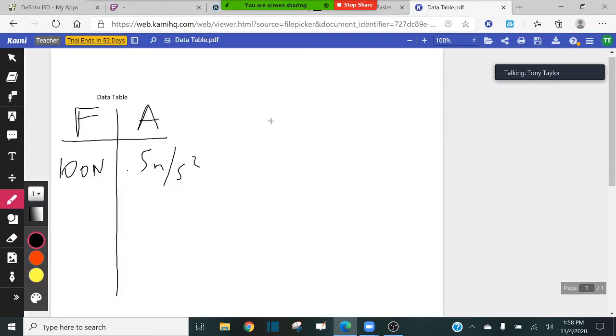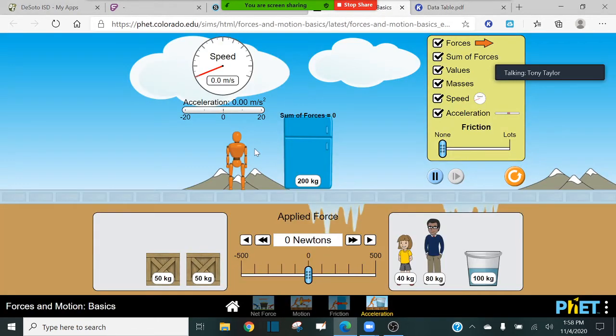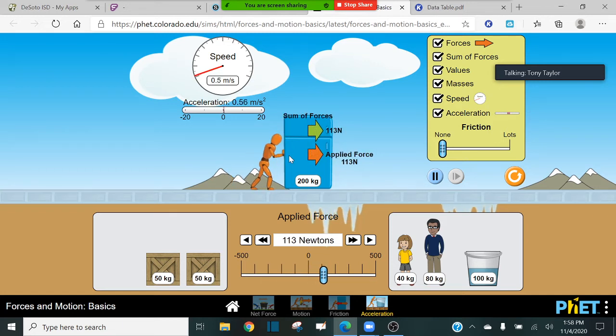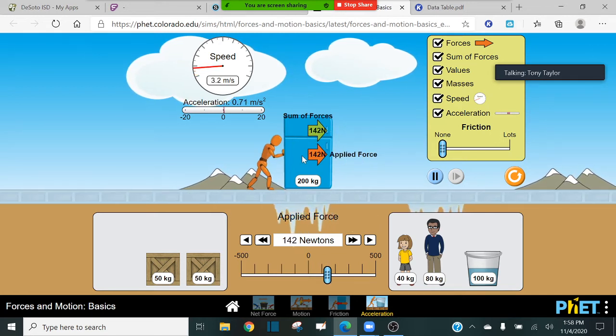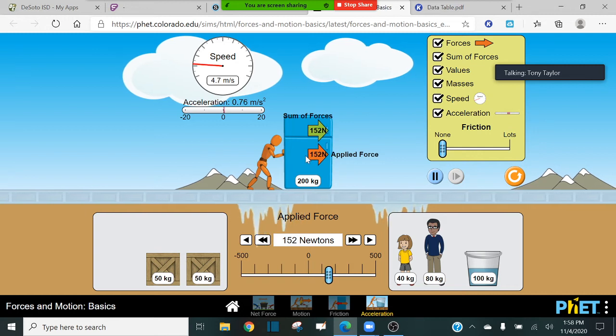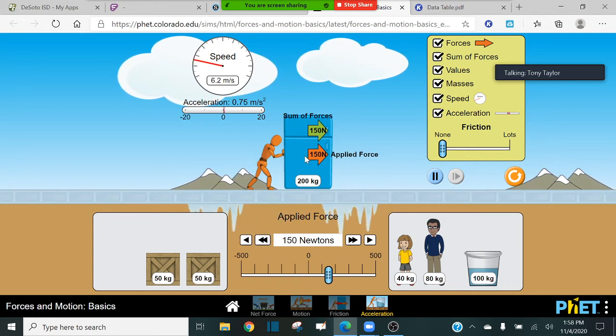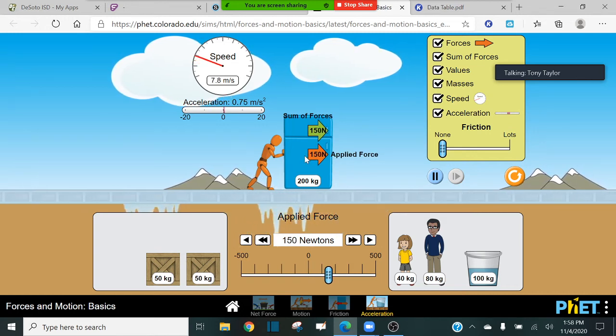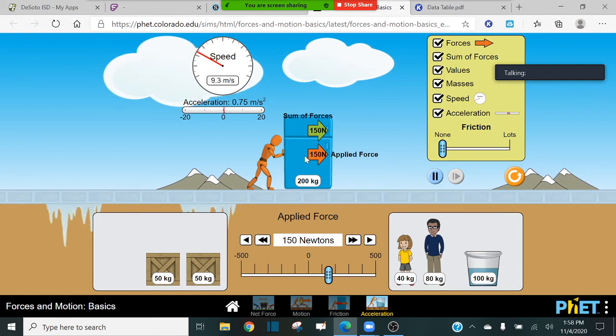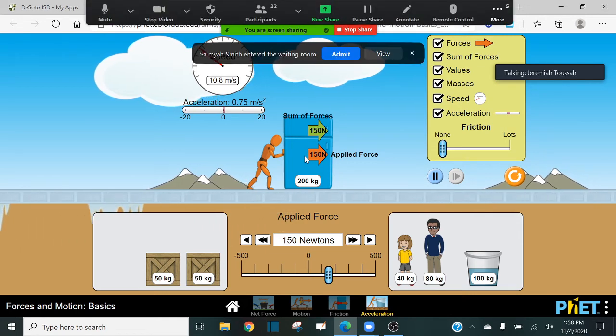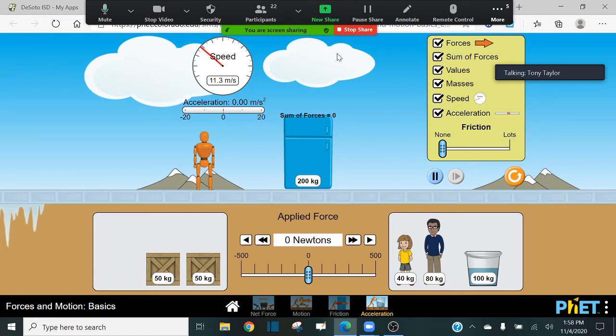So instead of dealing with 100 newtons, let's say I apply 200 newton force. No, rather yet, let's say I apply 150 newton force. So if I apply 150 newton force on my object, what is my rate of acceleration? Can someone tell me? 0.75. Yeah, so 0.75 meters per second squared.